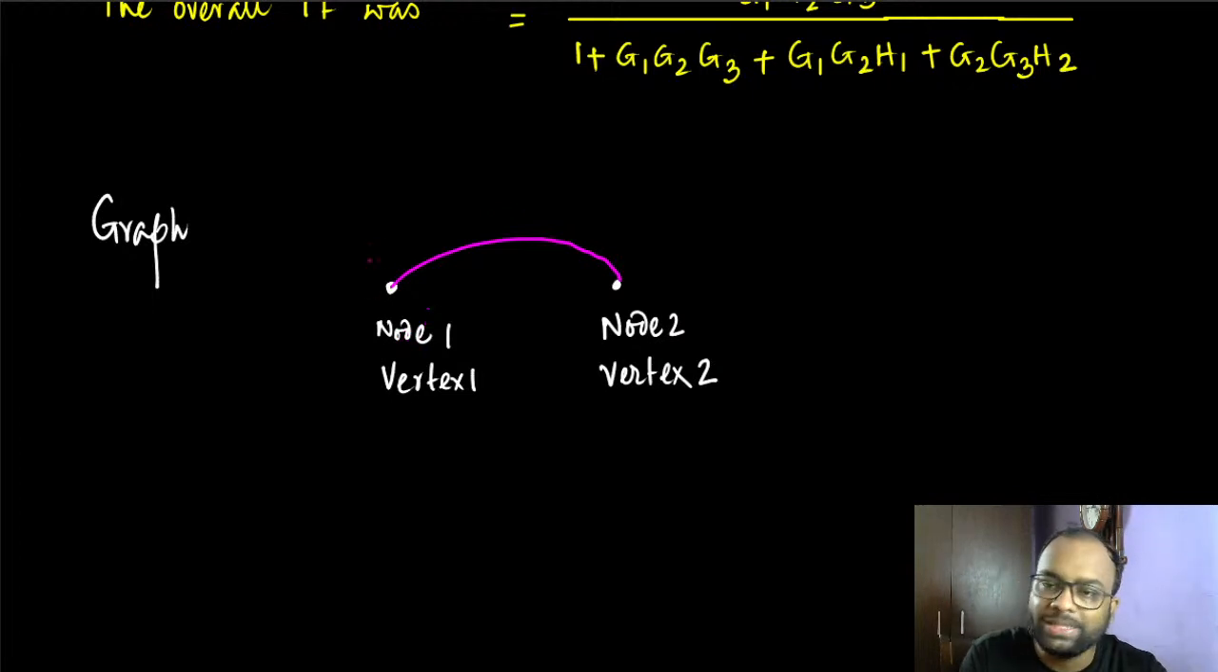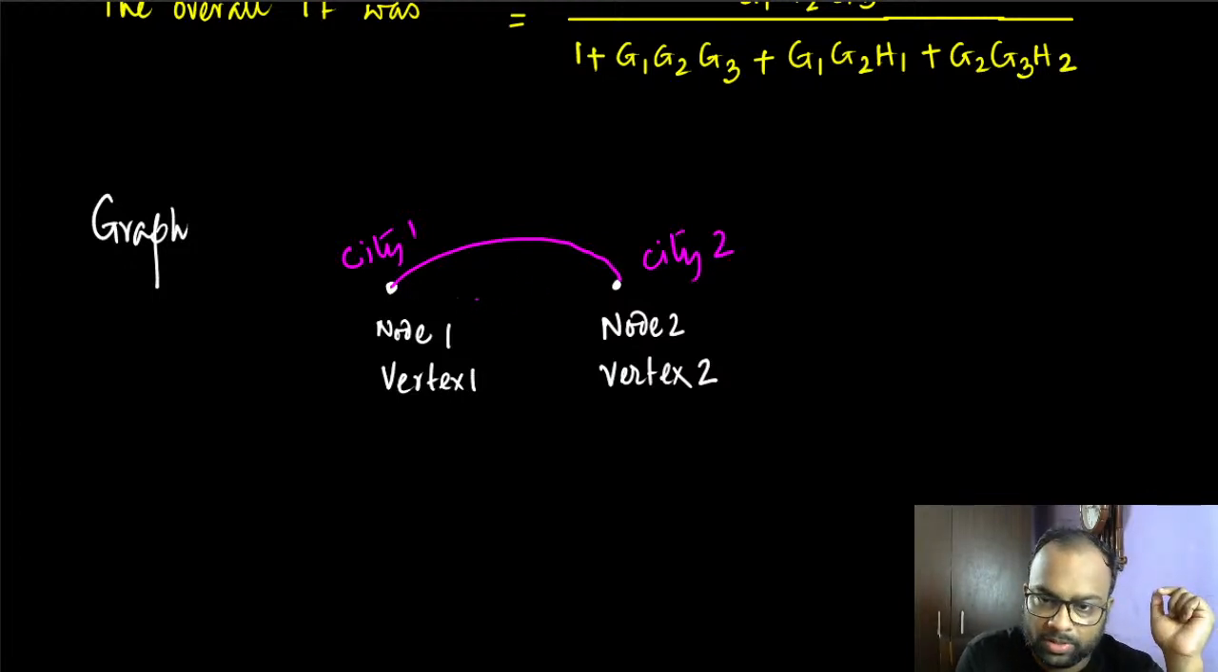Now these nodes could be cities. This could be city number 1, this could be city number 2, and this link can be a road between those cities, a way in which you can travel from one city to another city. These problems arise like that only. So again, just call them nodes or vertices.